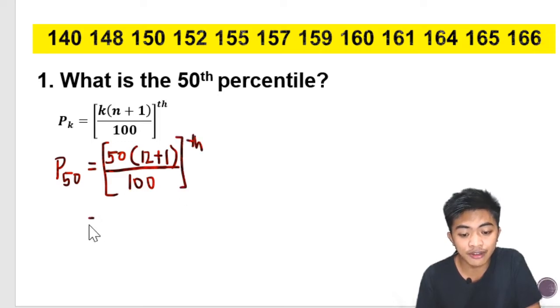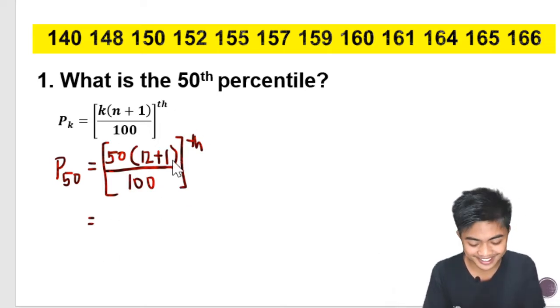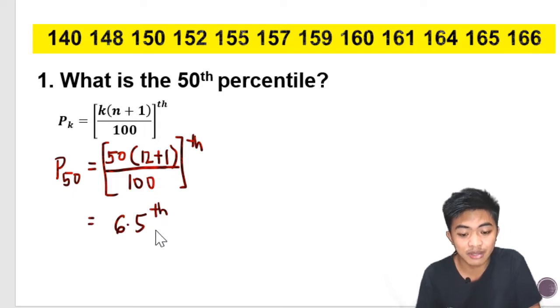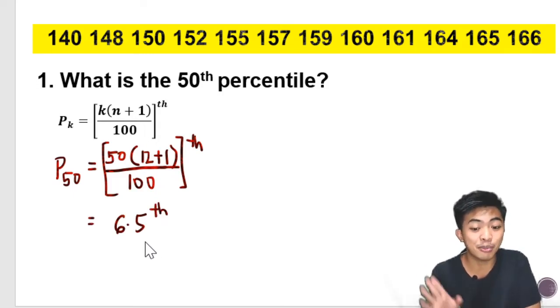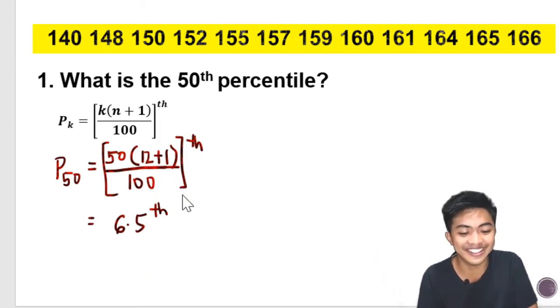Okay, so after substituting N and K, we solve for the result. Diretso ko na sa calculator. And the result is 6.5. Don't forget the TH. But of course, it depends. Kung 6.1 yan, dapat ST. Okay, 6.1st. Okay, ganun ba yan? Okay, so ganun dapat yun.